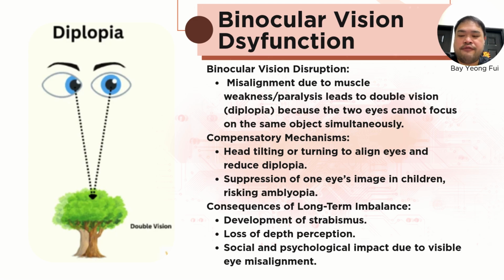psychological and social effects due to visible eye deviation. Thus, maintaining proper muscle balance is critical not just for vision clarity but for depth perception, coordination, and even self-confidence.